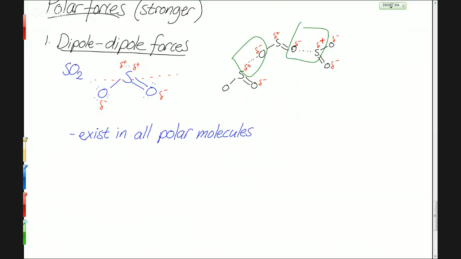The second type of polar force is a special kind of dipole force with a very confusing name that's called hydrogen bonding. Now that's really confusing because it sounds like hydrogen bonding to something, but it's not a bond. It's not a covalent bond. It's another one of these forces. So really it should be called, I don't know, hydrogen forces or something like that. But they call it this, so we have to call it that. So don't be confused.